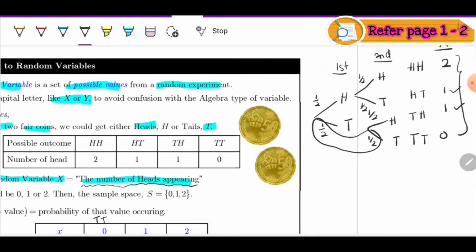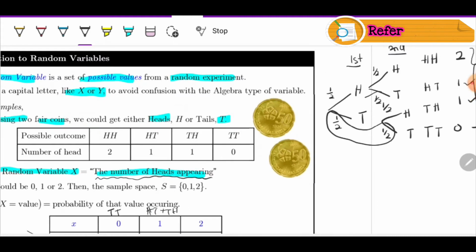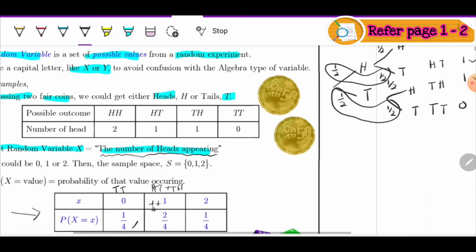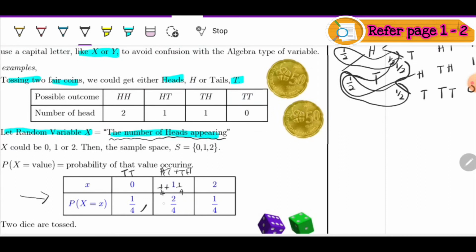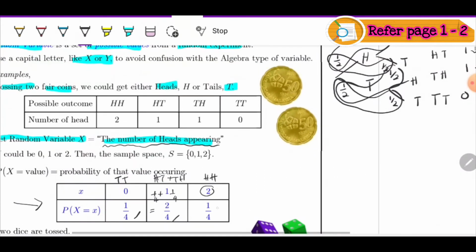1 means 1 head, which is head, tail or tail, head. So the probability of getting head, tail is 1/2 times 1/2, so we get 1/4. And the probability of getting tail, head is 1/2 times 1/2, so we get 1/4. So the probability of getting 1 head is 1/4 plus 1/4, so we get 2/4. 2 means 2 heads. So the probability of getting 2 heads is 1/2 times 1/2, 1/4.